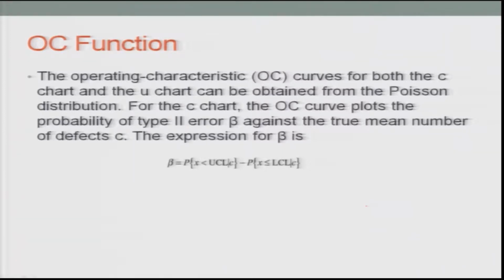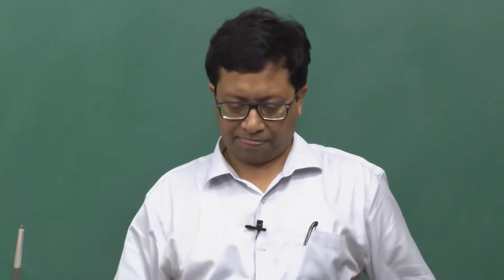Operating characteristic curves for both the C and the U charts can be obtained from the Poisson probability distribution. For the C chart, the OC curve plots the probability of type 2 errors against the true mean values. The expression for the value of beta is given. For a given c, we want to find the probability of x being less than the upper control limit and x being less than the lower control limit, and you find the difference of these probabilities and can comment on the value of beta.